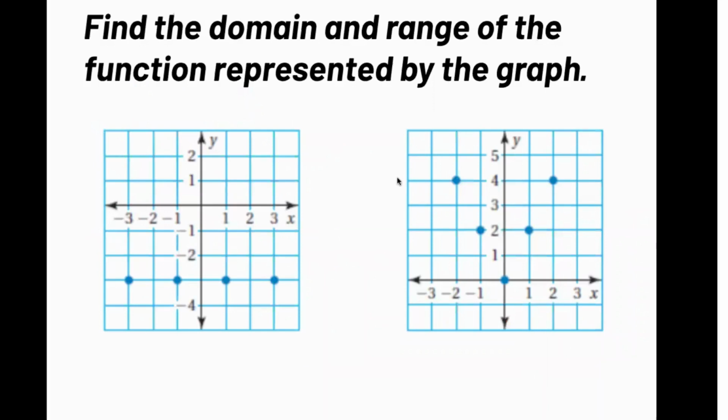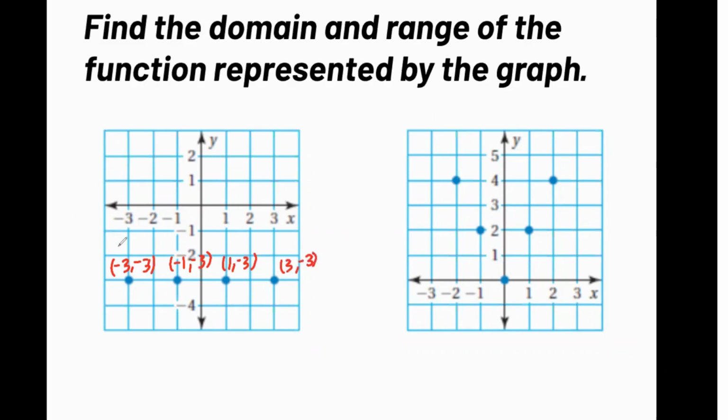Here are another 2 examples, very similar to the last one. We're going to find the domain and range of the function represented by the graph. Again, we want to know our x and y values first, so I'm going to go ahead and write down what these ordered pairs are. This first one is -3, -3. Second one is -1, -3. Third one would be +1, -3. And our last one is +3, -3.